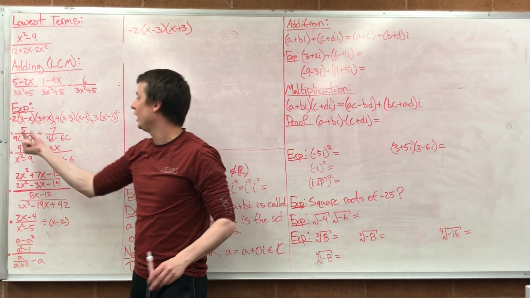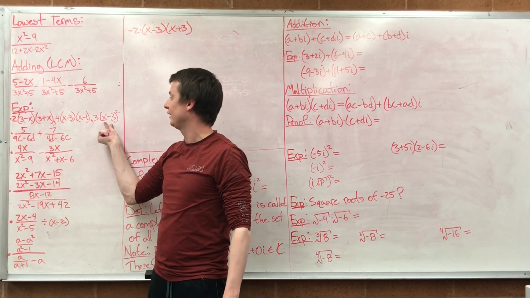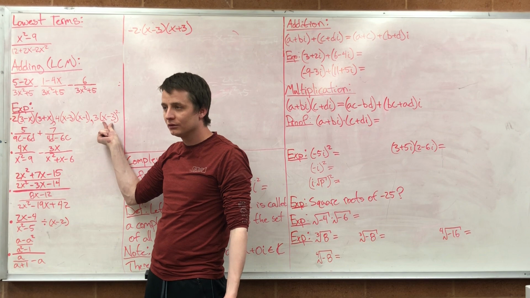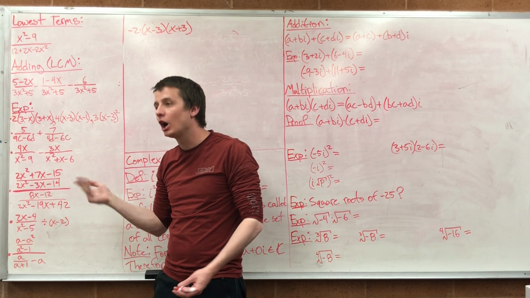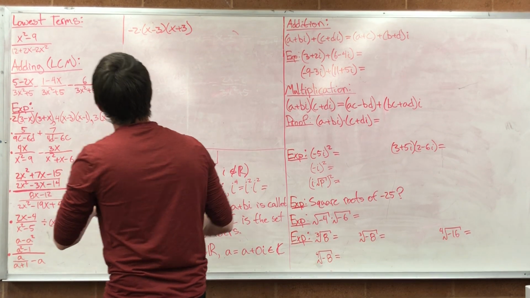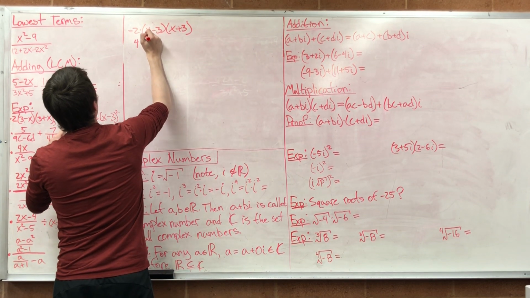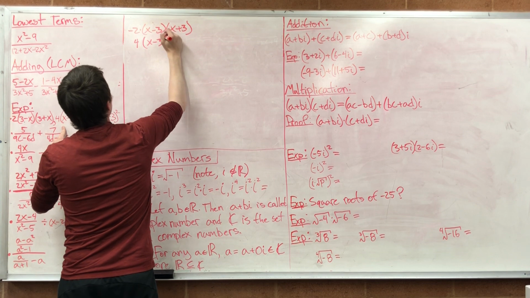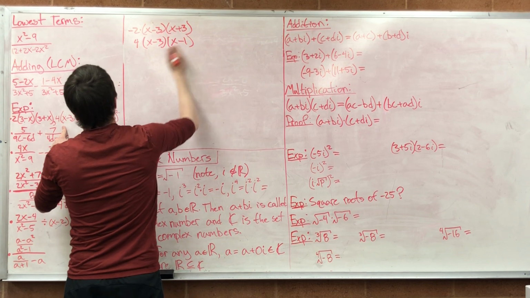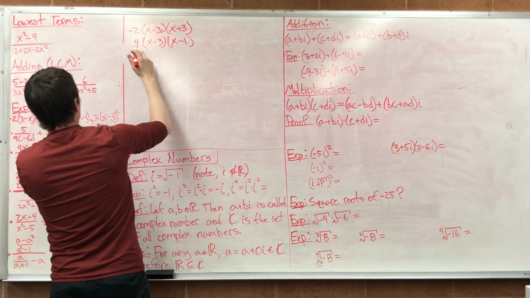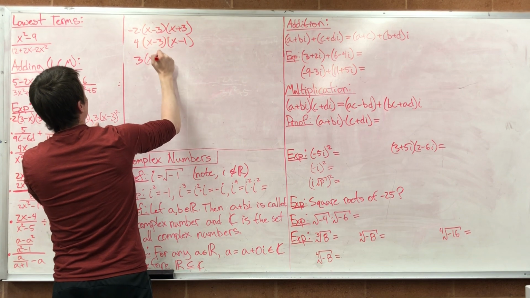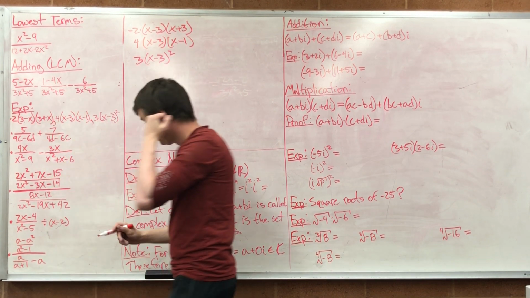For example, you might not have noticed that 3 minus x and x minus 3 are actually the same term. But if you adopt this convention, then that'll be more obvious to you. So here's one of our terms. Here's another one of our terms. We have 4 times x minus 3 times x minus 1. And then we have 3 times x minus 3 squared.